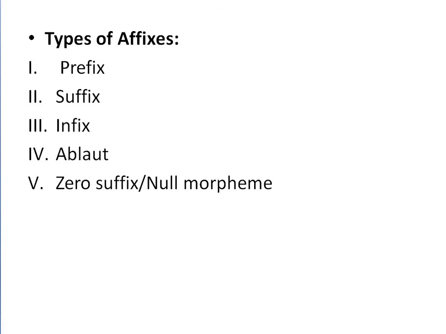The last is zero suffix, or we can say the null morpheme. We have studied that those words or morphemes that do not apparently cause a change, but the meaning is changed. For example, the word sheep is used as it is when it is used in the plural form. Singular and plural of sheep are the same.